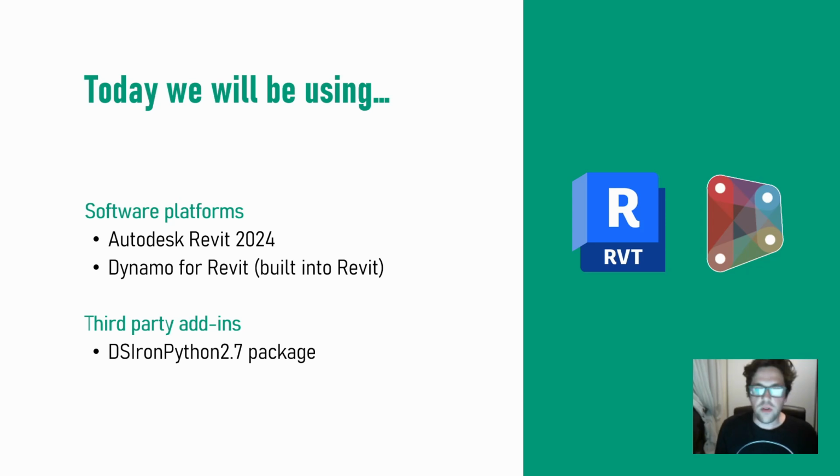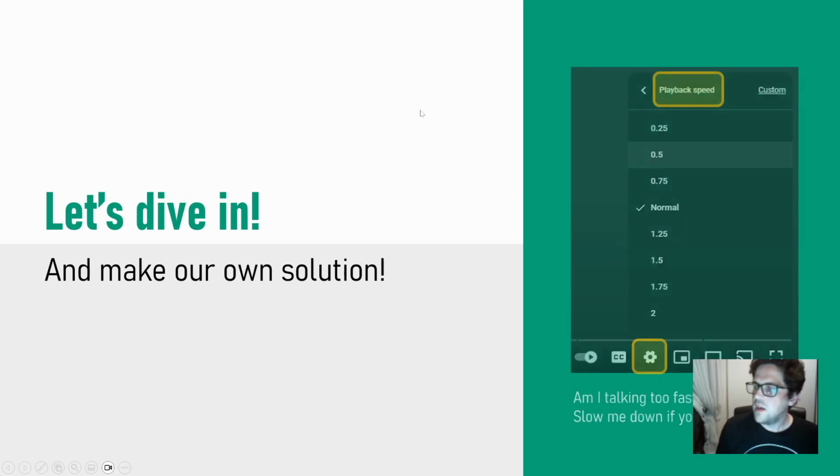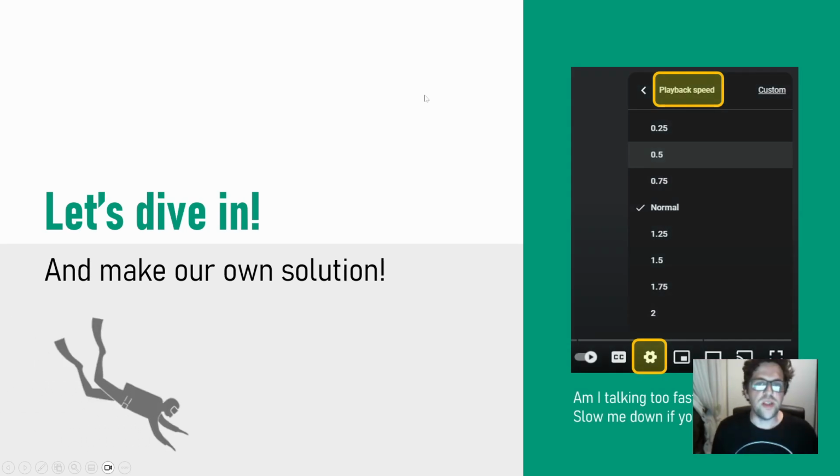Today I'll be using Revit 2024 and the built-in Dynamo build at the time of this video. You can use this in pretty much any other Revit or Dynamo build. It's a pretty versatile workflow, but in this case I'll also be using the DS Python 2.7 package in order to support Python in this particular build of Dynamo. It's assumed you'll have some fundamental knowledge in Revit, a bit of Revit API knowledge hopefully, as well as some Python basics, but I will try to explain everything as I go in this tutorial. So without further ado, let's jump straight into the workflow.